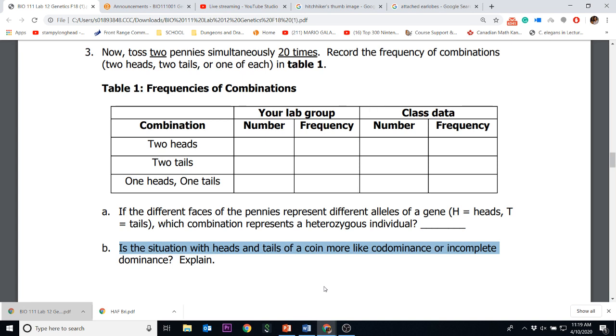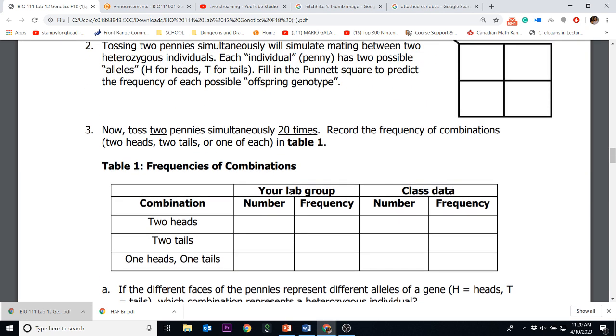Okay, so Misty is asking about the class data on the lab. No, you don't do class data. For this part here, you cross it out because we don't have a class. You just do your own penny tossing and get your own data here. Part 1, number 3, yeah, right. You just do your own lab group, which is you and yourself.